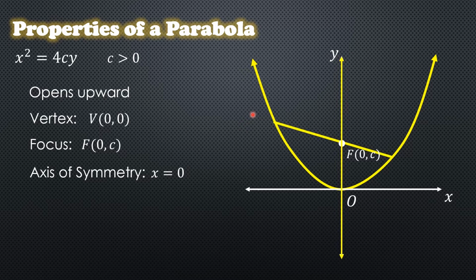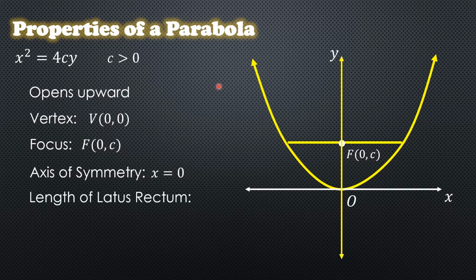The focal chord is a segment whose endpoints are points on the parabola and passes through the focus. If the focal chord is perpendicular to the axis of symmetry, the focal chord is called the latus rectum. The length of the latus rectum can be determined from the coordinates of its endpoints.